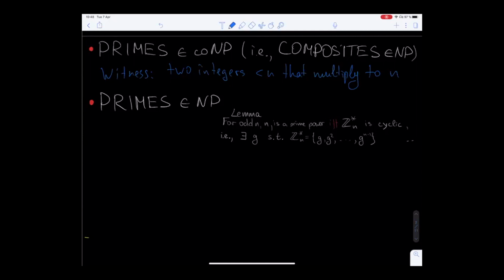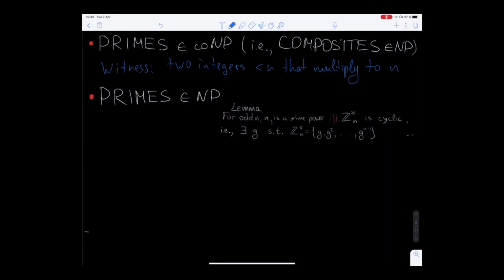If we want to show that primes are in NP, it requires quite a bit more work. It requires a 5-10 minute proof, which I'll give. But it's much less obvious how to come up with such a certificate, unlike in the co-NP case. So we'll use some algebraic properties of primes.